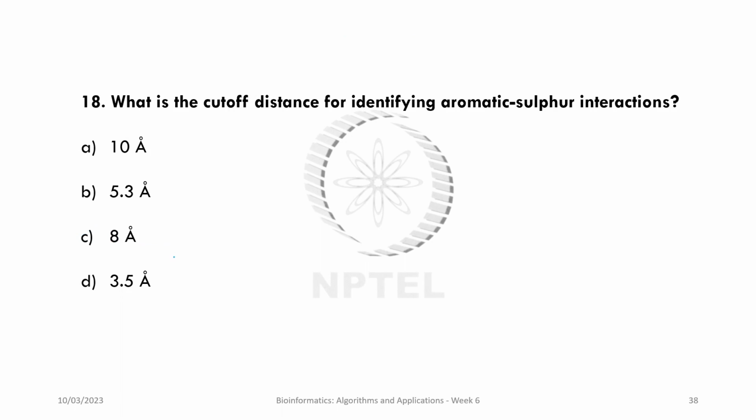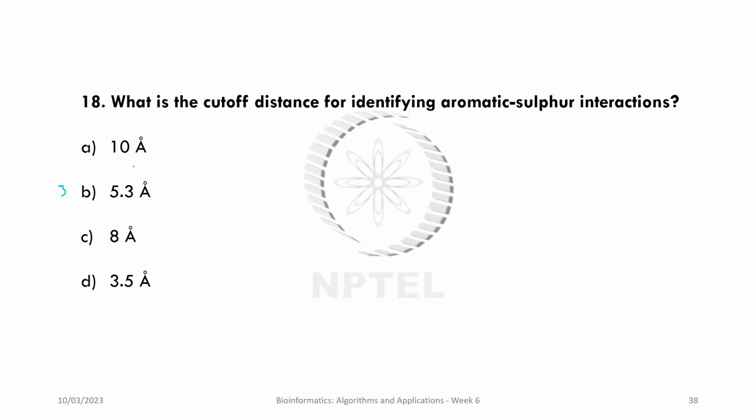So, question 18. What is the cutoff distance for identifying aromatic sulfur interactions? Okay, Hari says B. So does Debangana and Priyanka. 3 votes for B. But I guess this is already solved for you, right? So, no point in giving votes. Any other answers, or shall we move on?